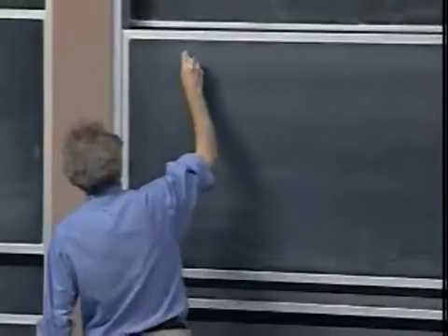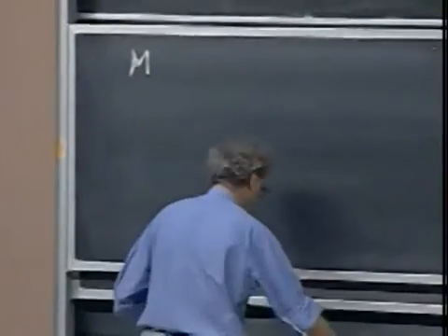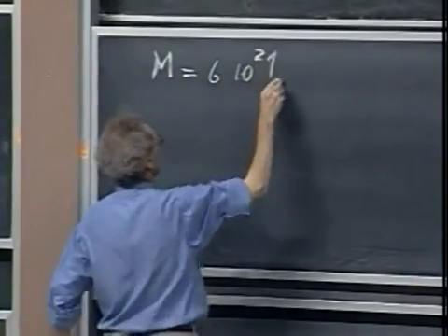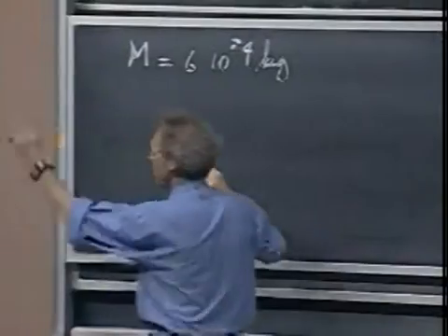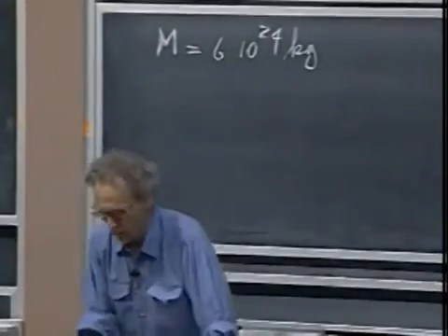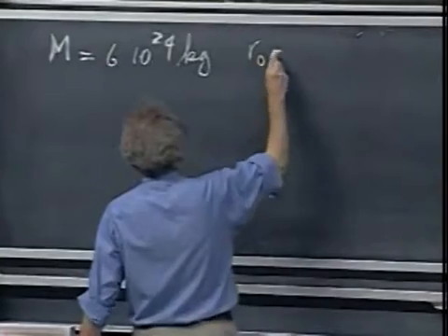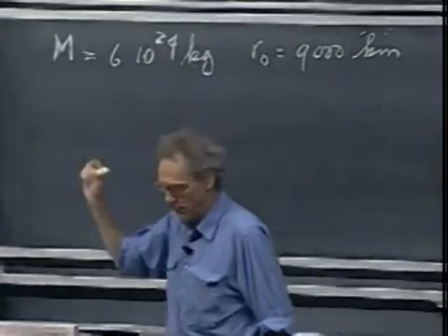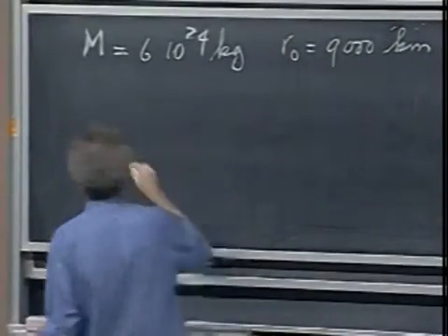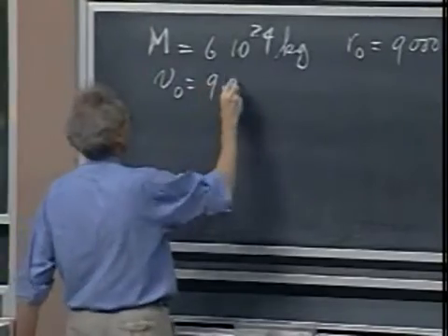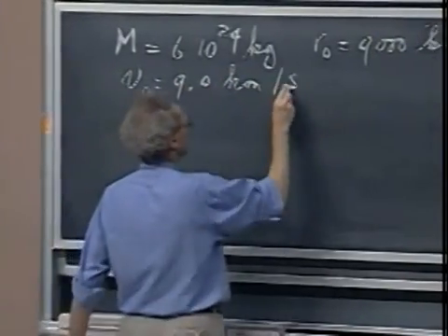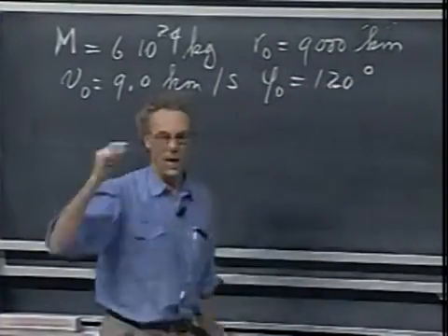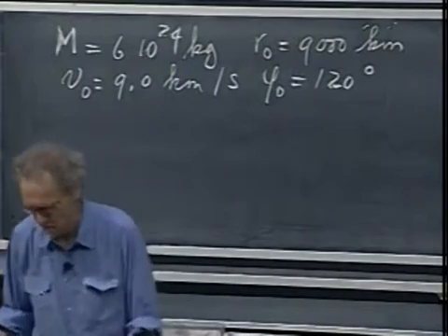We take for capital M the Earth. And that is 6 times 10 to the 24 kilograms. So that's my M. I promise you, you will know M. I will give you r0. That is 9,000 kilometers. That's the location at point D. I give you the conditions at D. The speed at point D is 9.0 kilometers per second. And I'll give you phi 0 is 120 degrees. Everything else we should be able to calculate now from these numbers.